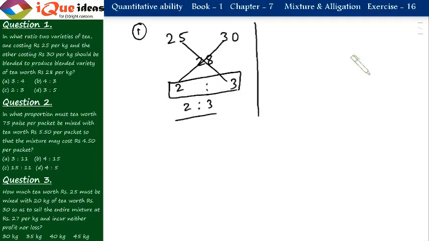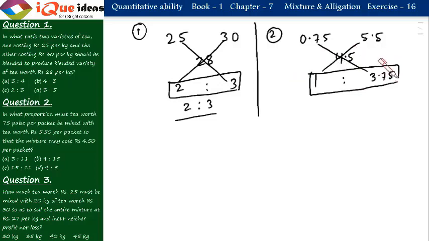Let's say question number 2. It says, in what proportion must tea worth 75 paisa per packet be mixed with tea worth rupees 5.50 per packet, so that the mixture may cost rupees 4.50 per packet? Similar question. We have to take 75 paisa as 0.75 and 5.5, right? And their average should be 4.5. So the difference of 0.75 and 4.5 should be written here, and that will be 3.75. Similarly, the difference of 5.5 and 4.5 should be written here, so that is 1.